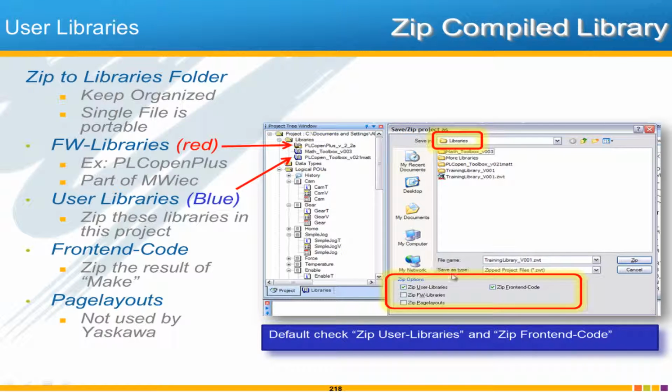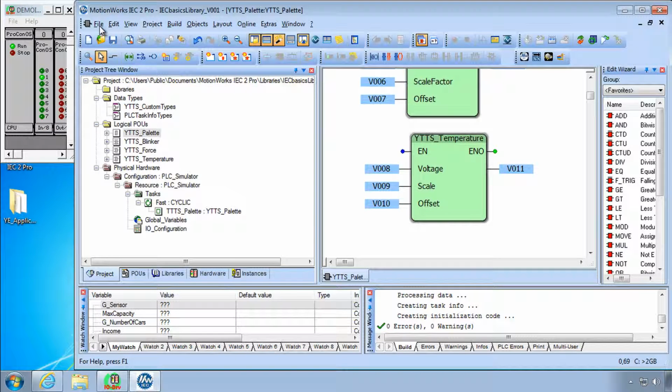And it's also a good idea to zip the firmware libraries and the user libraries, anything that you may have added to the project. And we'll see that in ours we don't have anything there. So that won't apply for our case. There's also an option called page layouts, but that is not used. So let's do a zip here.